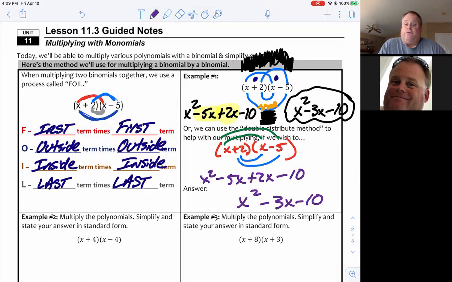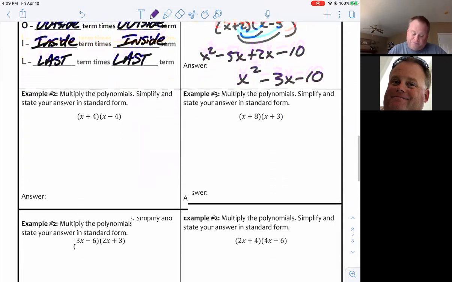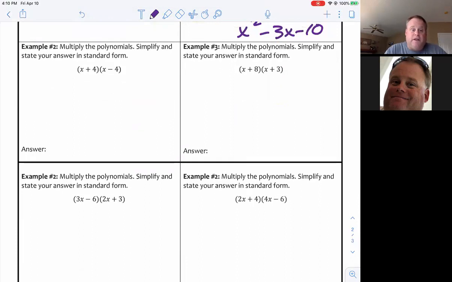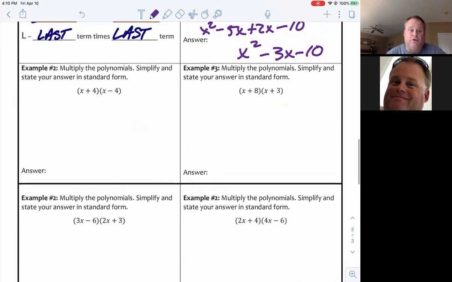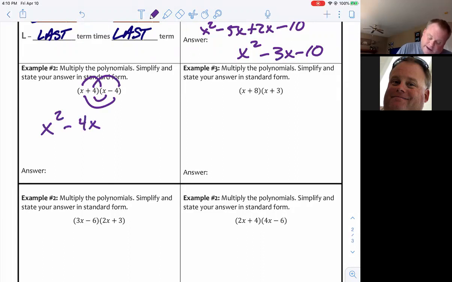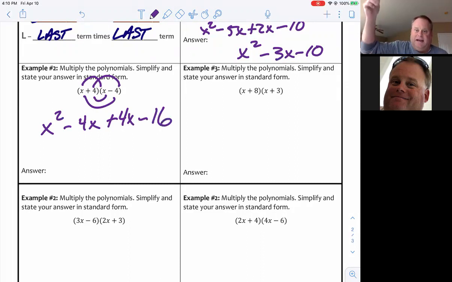Now, I will only show FOIL from this point forward because I believe it's one of those that once you can get that into your head, it's pretty easy. First, outside, inside, last. Binomial times a binomial. So here we go. Multiply the polynomials, simplify, and state your answer in standard form. It's a binomial x plus 4 times a binomial x minus 4. So first, outside, inside, last: x times x, x squared, x times -4, -4x, 4 times x, 4x, 4 times -4, -16.